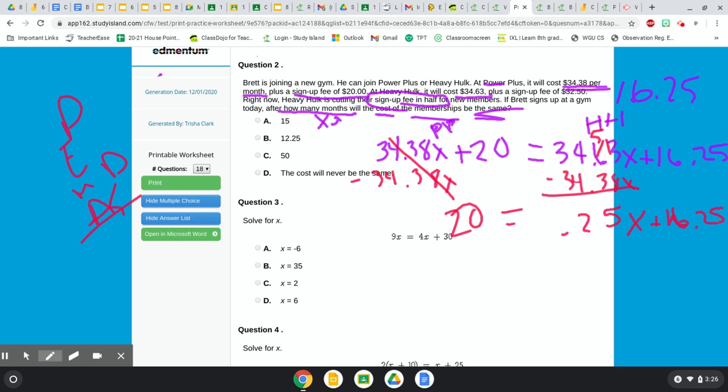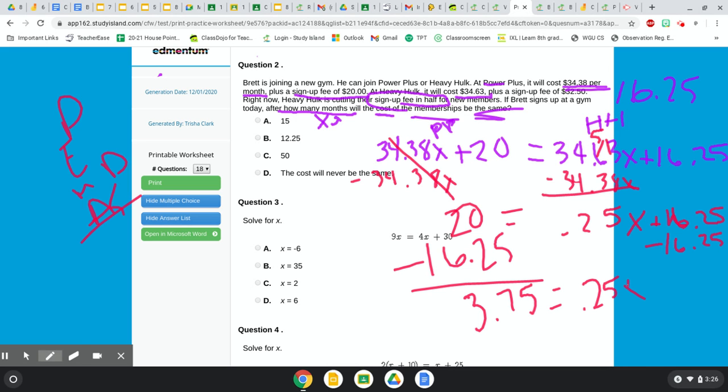All right, next step. So I got down to one x term, so I need to subtract this 16.25. Remember, I'm not ready to move on to multiplication or division yet. So subtract 16.25. When I do that, I'm going to have 3.75 here equals 0.25x. I know that canceled. So last step, now I don't have any more adding and subtracting. I'm moving on to that multiplication and division.